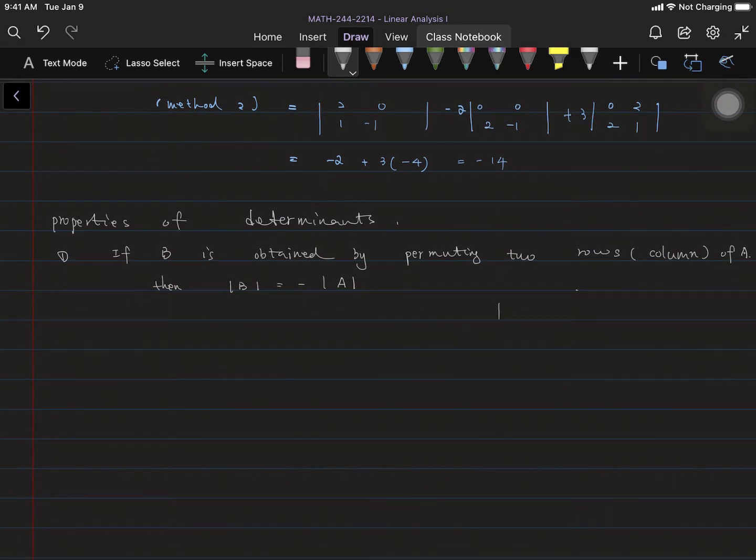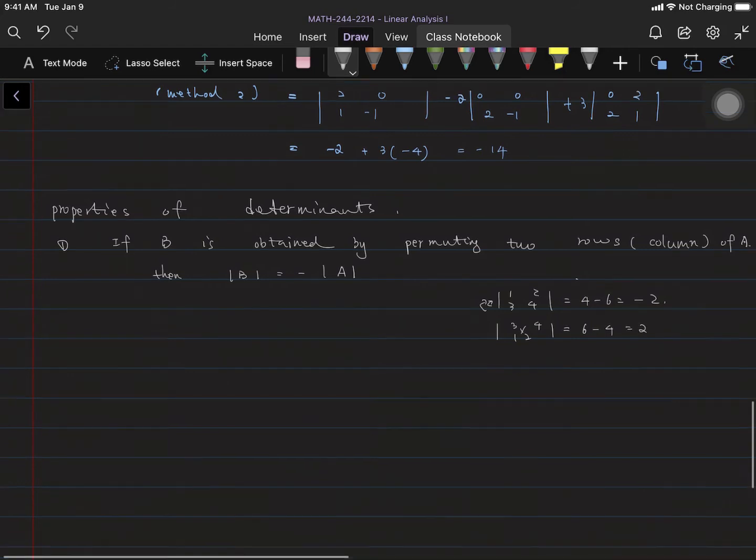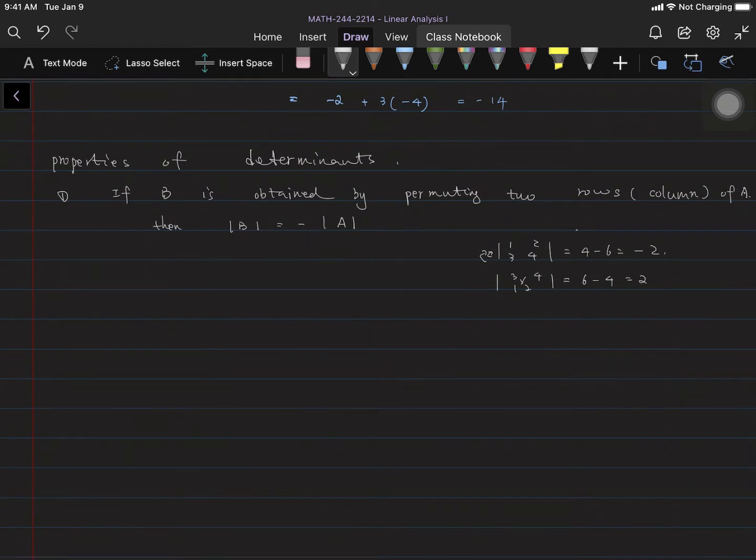For example, 1, 2, 3, 4, determinant equals what? It's going to be 4 minus 6, which is negative 2, right? But if we permute row 1 and row 2, so it's 3, 4, 1, 2, what is this determinant? 6 minus 4, which is positive 2. You can see they are just opposite to each other, right? When we permute 2 rows or 2 columns, the determinant changes sign.